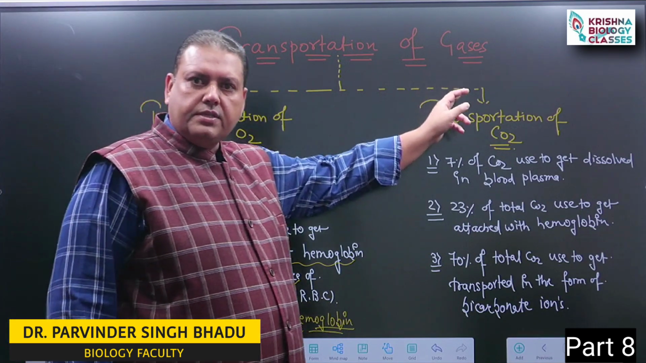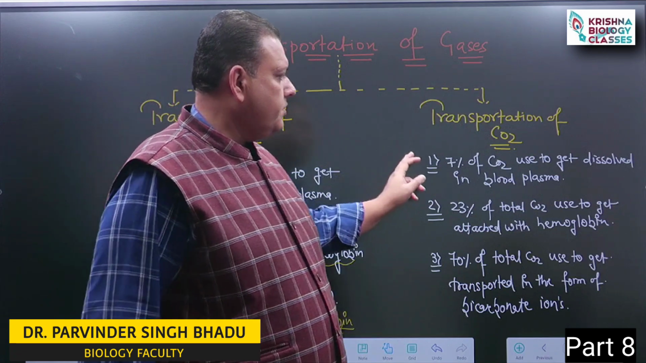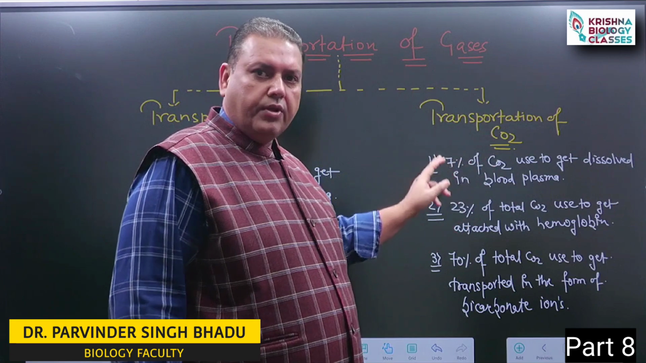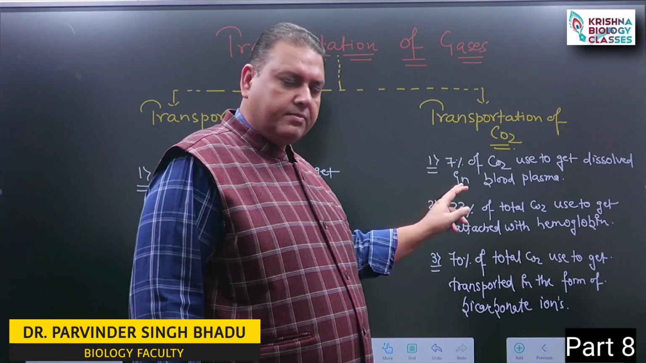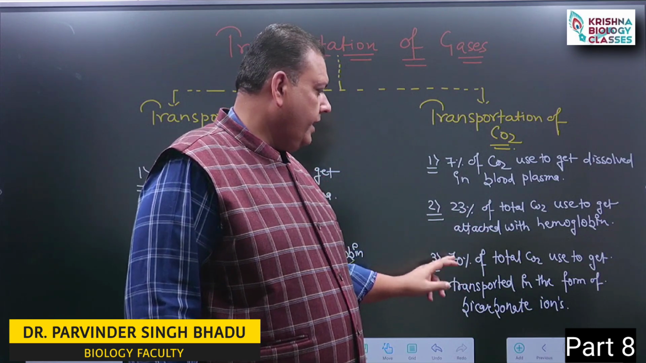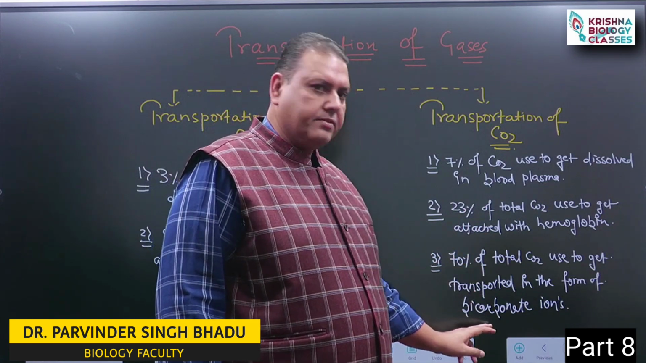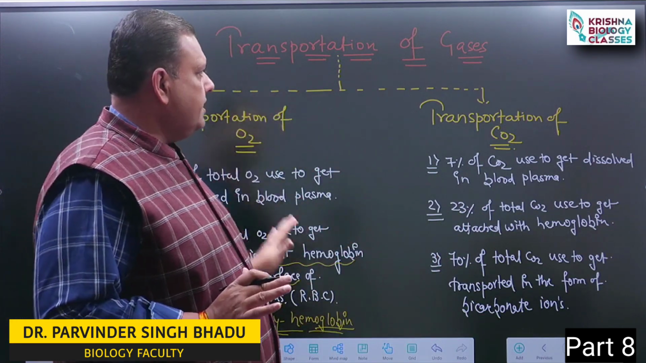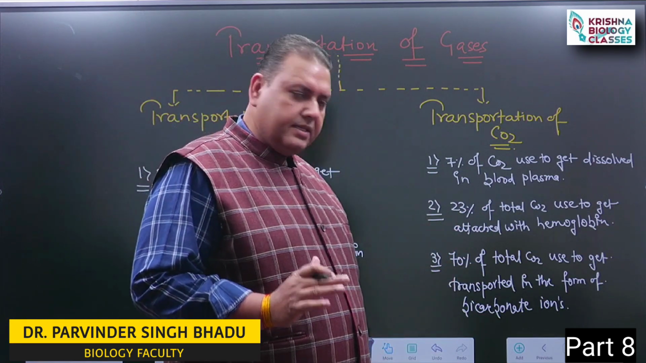and it is transported in the form of oxyhemoglobin only. When we discuss the transportation of CO2, 7% of total CO2 gets dissolved in the blood plasma, 23% gets attached with hemoglobin, and 70% is transported in the form of bicarbonate ions. That is how these gases get transported inside our body.